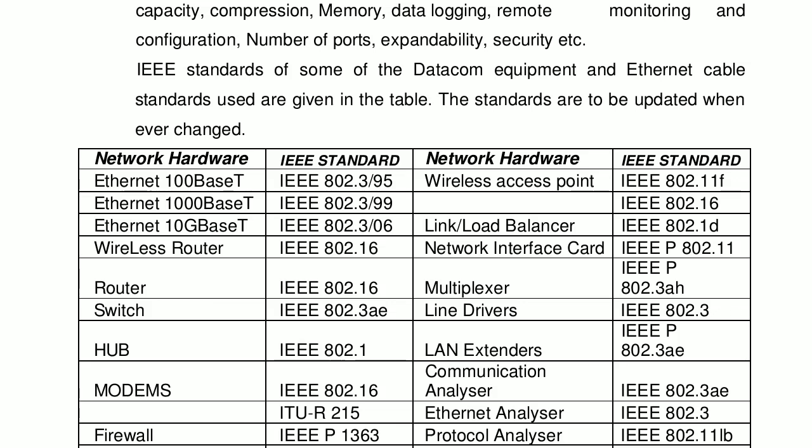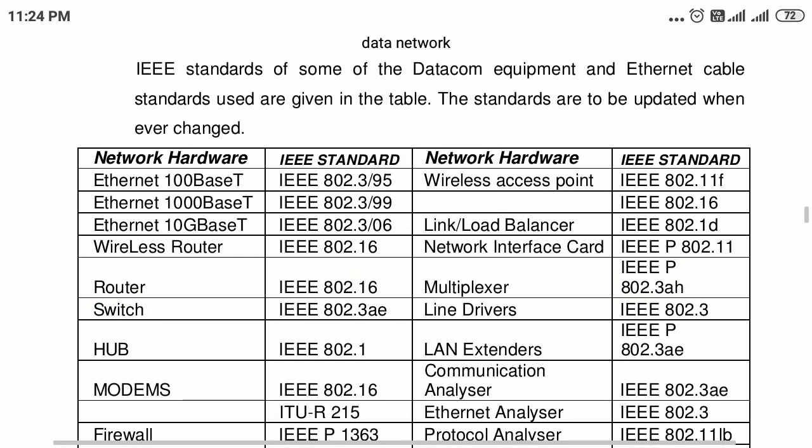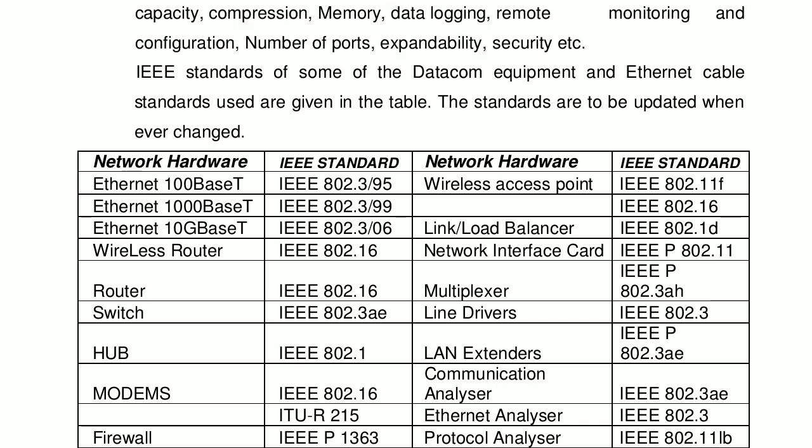Hi everyone, good morning. In this video we are going to discuss the network hardware and their standards. In data networks we use different network hardware, and each network hardware should have an IEEE standard. The IEEE standard is very important. All data communication equipment and Ethernet cable must have an IEEE standard. That is very, very important. In this video, we are going to see the network hardware and their IEEE standards.